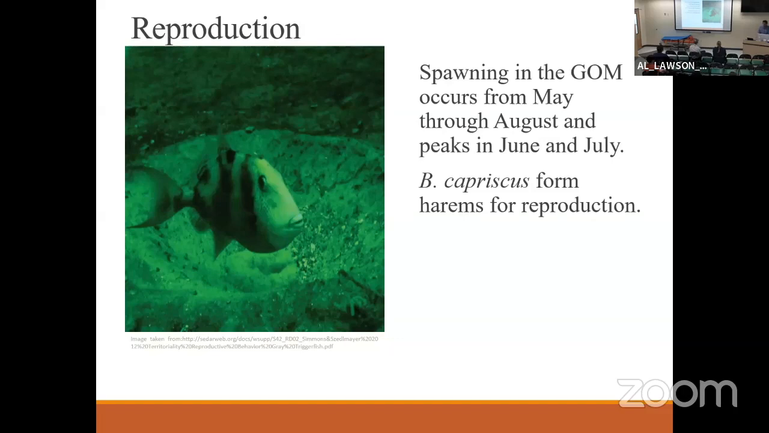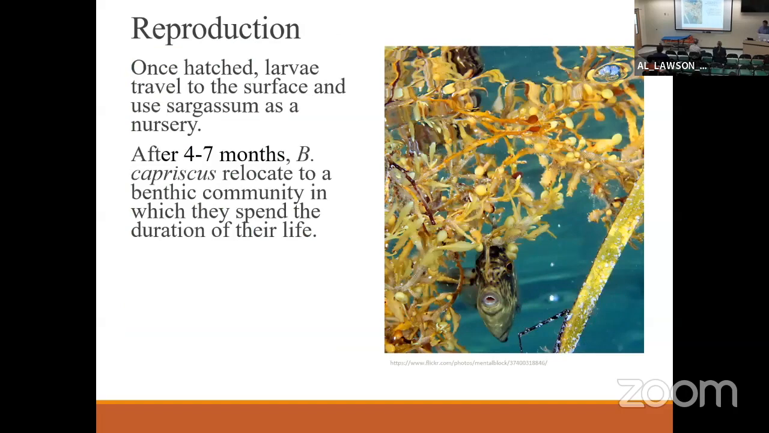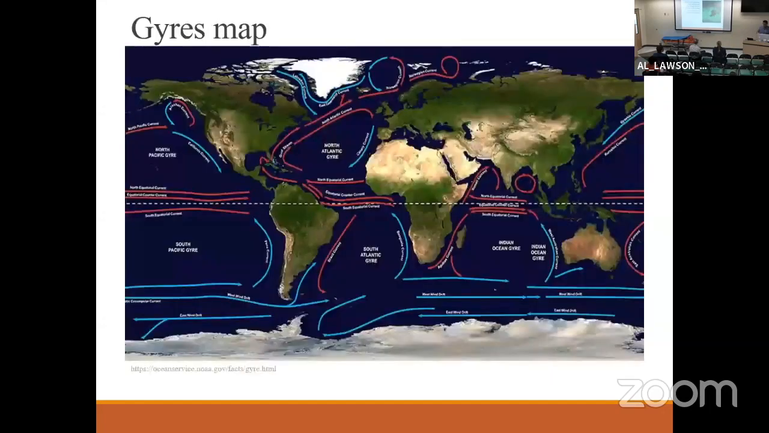Once hatched, larvae travel to sargassum and use it as a nursery ground. This can last for several months, 4 to 7, after which they'll relocate to benthic communities, which they'll spend the duration of their life. I don't mean to keep going back and forth, but if you're familiar with sargassum, there's a Sargasso Sea which is located in the North Atlantic gyre.